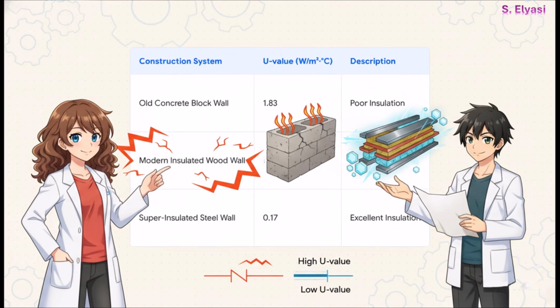And looking at some real numbers, you can see why this matters so much. Remember, a lower U-value is better. It means higher resistance. Look at that old concrete block wall, a U-value of 1.83. Pretty bad. Now compare that to a modern, super-insulated wall with a U-value of just 0.17. Wow, that's a huge, huge improvement in performance.